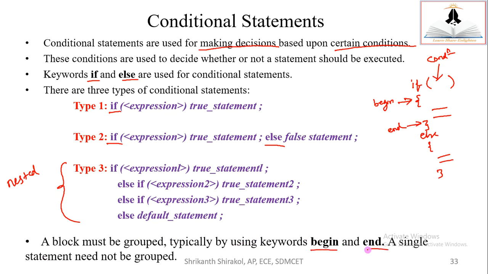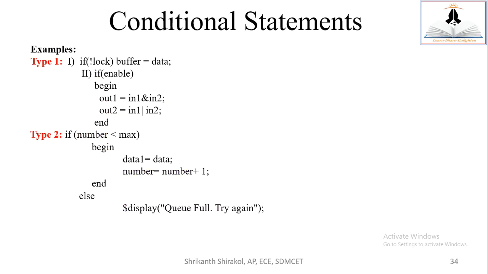So if you have multiple statements, group them with begin and end, like in your C program, open curly bracket and close curly bracket. A single statement need not be grouped. The same rule follows as we studied in the previous sessions. Okay. So we have certain examples here. I have taken an individual example for each of the types. So let us go with example number 1.